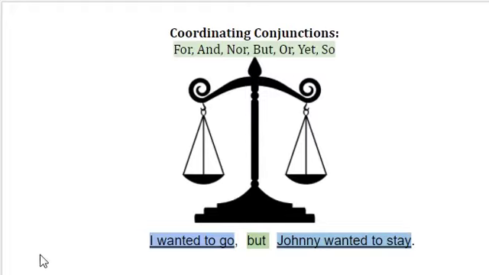Now, one other thing which we'll talk about probably next week here, it's pretty typical if you've got two independent clauses, two little mini sentences being joined by a coordinating conjunction, to put that little comma there just to give your reader that brief pause before they move into the second half of the sentence.